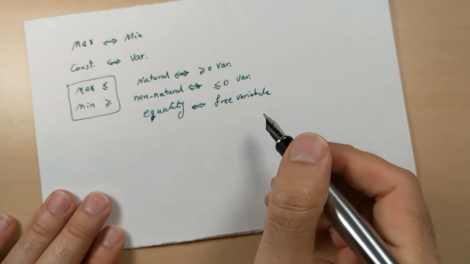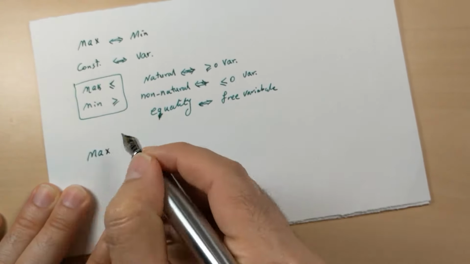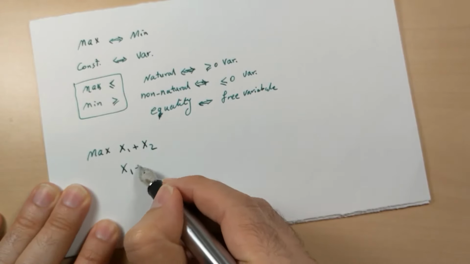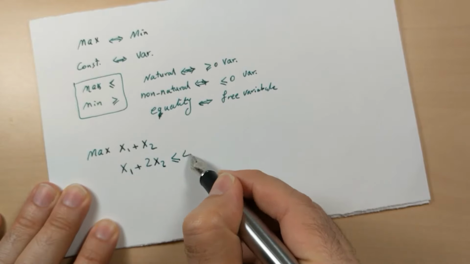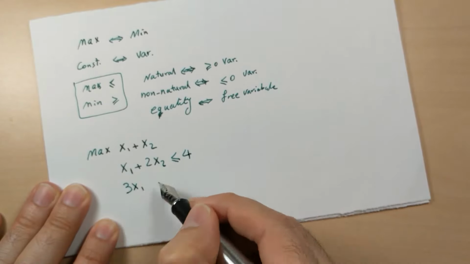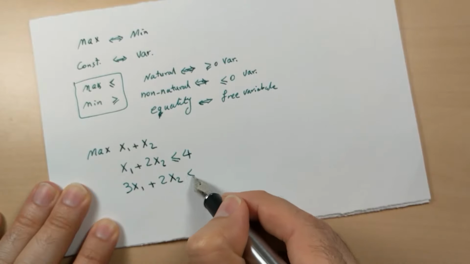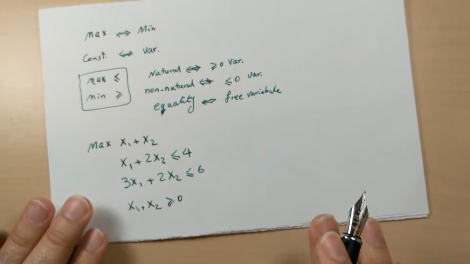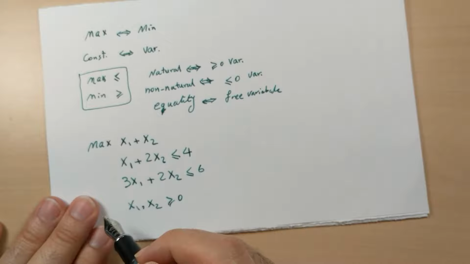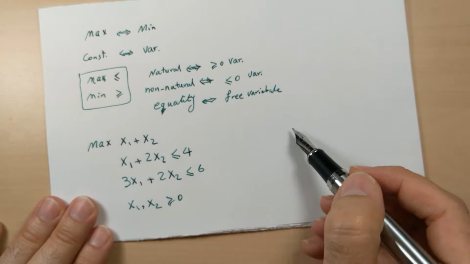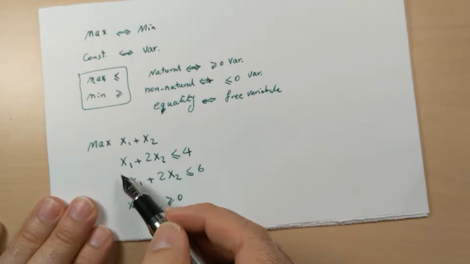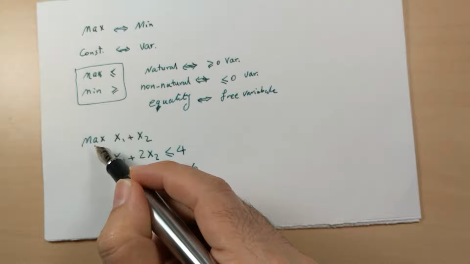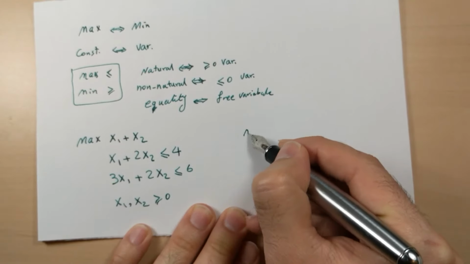Example 1 in slide 10. It's maximization of x1 plus x2, subject to x1 plus 2x2 less than or equal to 4, 3x1 plus 2x2 less than or equal to 6, and x1 and x2 greater than or equal to 0. We have two variables here, so in the dual we will have two constraints. We have two constraints here, so in the dual we will have two variables. It's maximization in the primal, so it will be minimization in the dual.